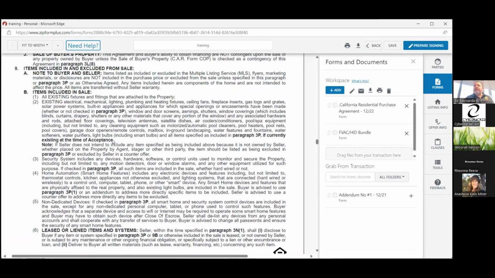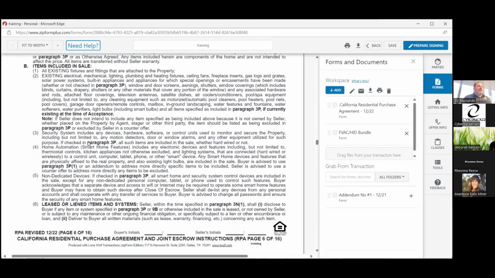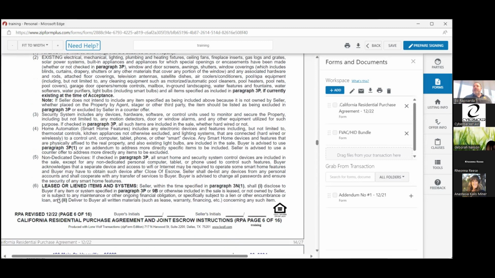Items included and excluded. Nowadays, with all the smart home features, right, there's a lot of things that are included that we may not think about. Like, for instance, our smart home light bulbs, right? All kinds of different things that are part of that.